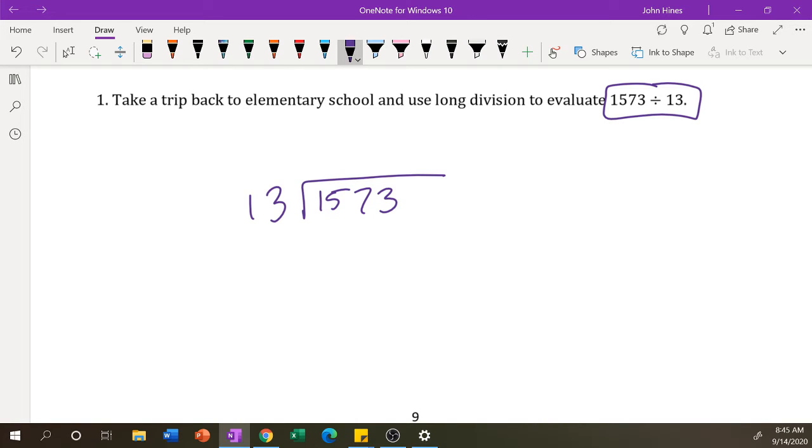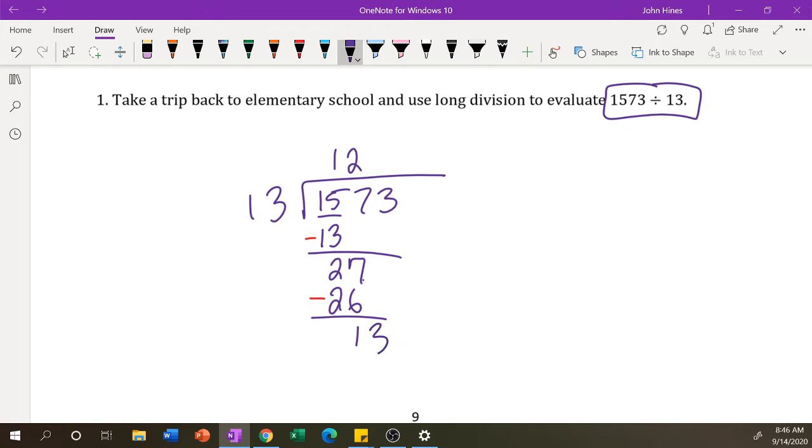And then hopefully you remember how these steps go. How many times does 13 go into 15? Once. 1 times 13 is 13. And then we subtract. And I get 2. And then we bring someone down. So I'm going to bring on down that 7 if my smartboard will let me write 7. There we go. And we start again. We ask ourselves, how many times does 13 go into 27? Well, that's 2 times. 2 times 13 is 26, so I get 26. Then we subtract.